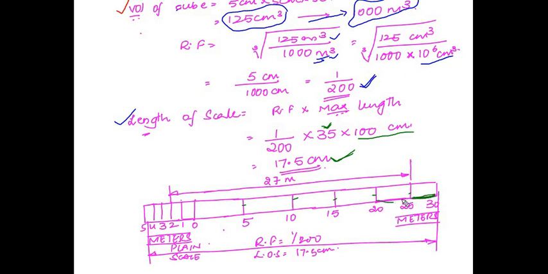So each part will represent 5 meters. So I have written in multiples of 5: 0, 5, 10, 15, 20, 25 and 30. So this one is another 5, so total becomes 35 meters. So the first division, again I am dividing into subdivisions. So I divided this into 5 equal parts. So then each part will represent 1 meter each.